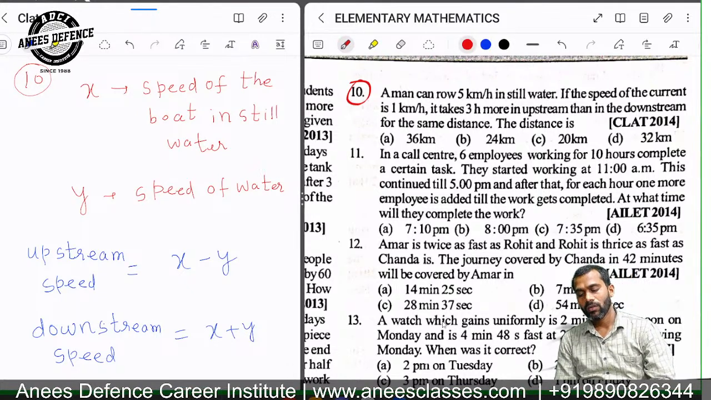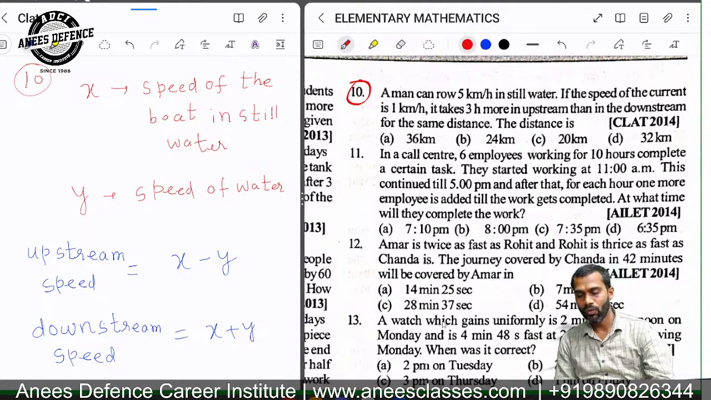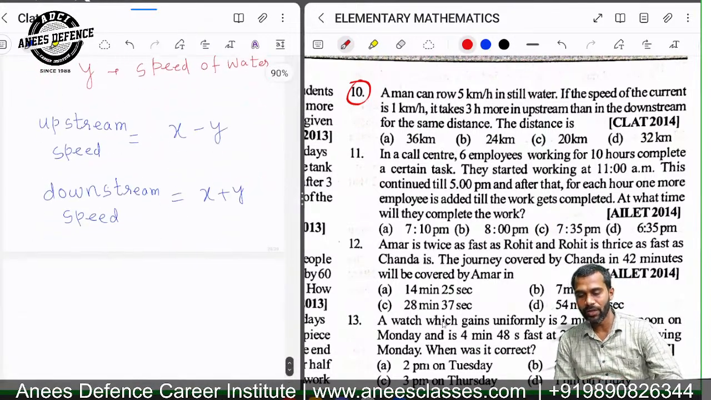Okay. Now tell me. But here it is almost exactly opposite. If the flow of the water and the speed of the boat are in the same direction, then it is downstream. We need to add. If they are in opposite directions, we need to subtract. Understood? Okay. Now please try to solve question number 10.